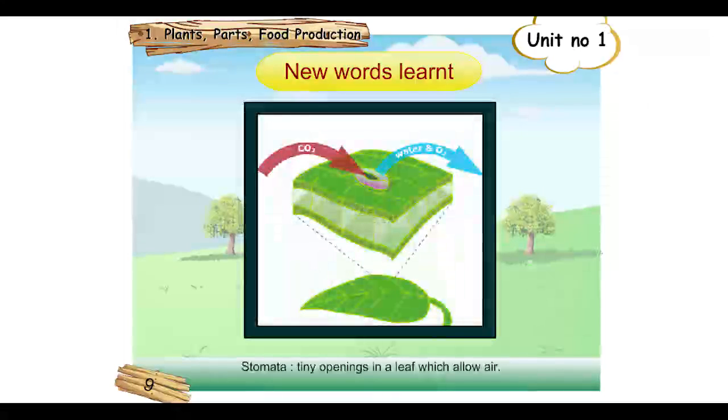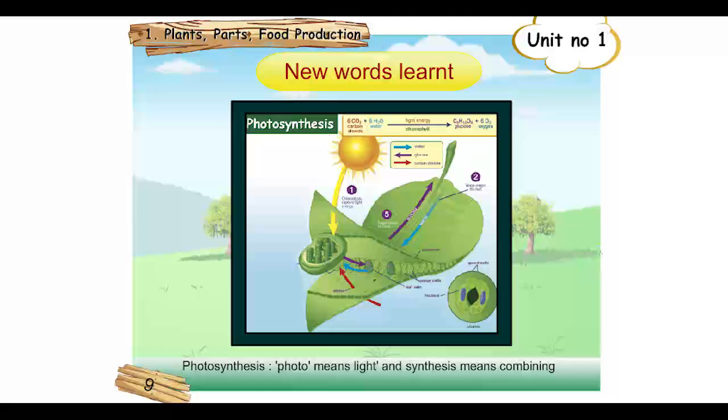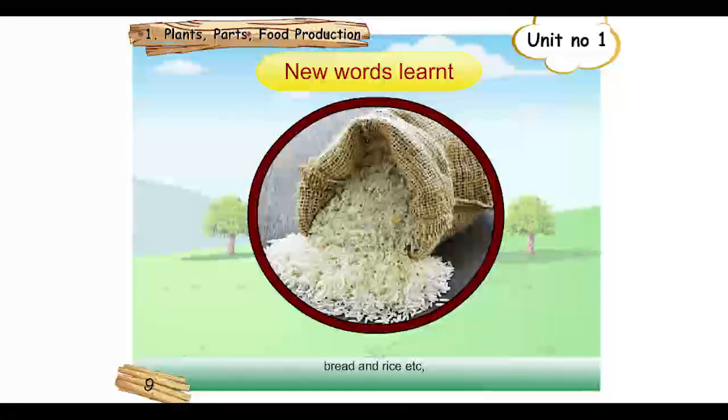New words learned. Stomata: tiny openings in a leaf which allow air. Chlorophyll: substance that gives green color to the leaves. Photosynthesis: photo means light and synthesis means combining different substances like CO2, water and sunlight. Starch: a white substance found in foods such as potatoes, bread and rice, etc.